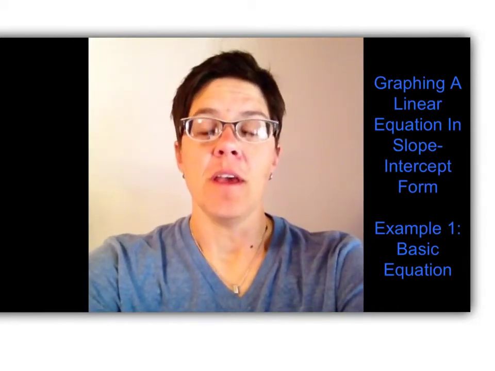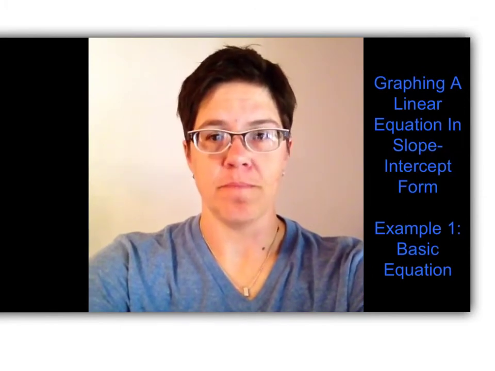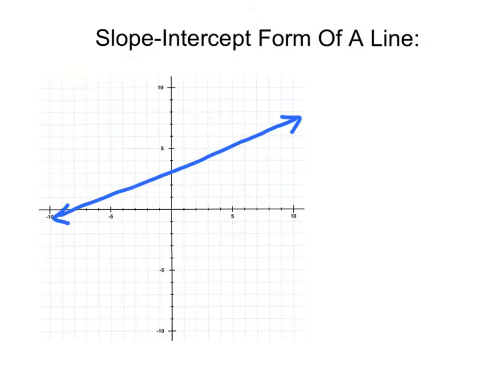Hi, this is Julie. In this video, we'll be taking a look at graphing a basic linear equation in slope-intercept form. The general form for slope-intercept is y equals mx plus b.